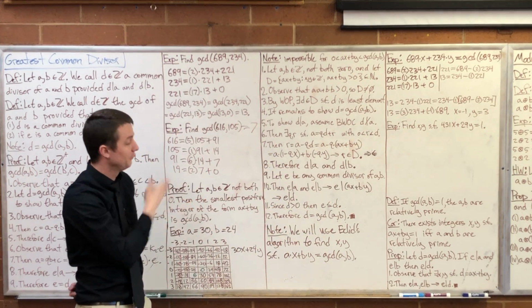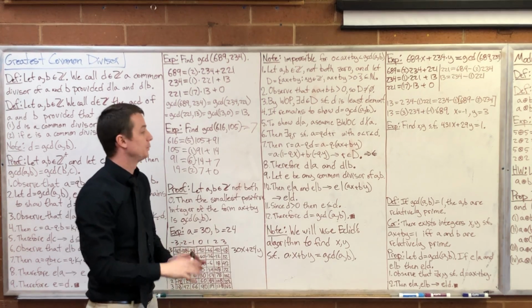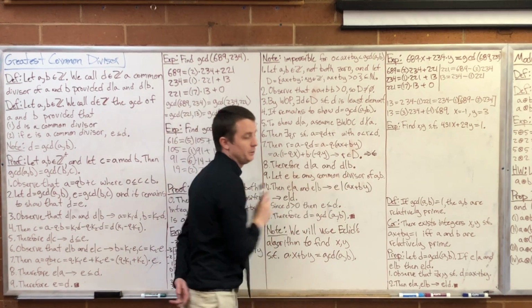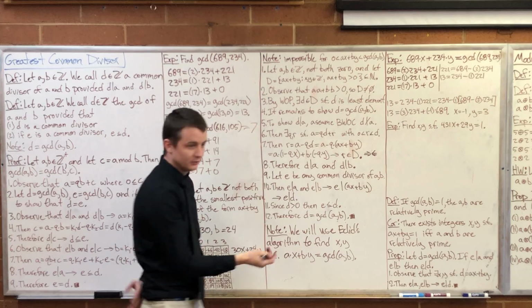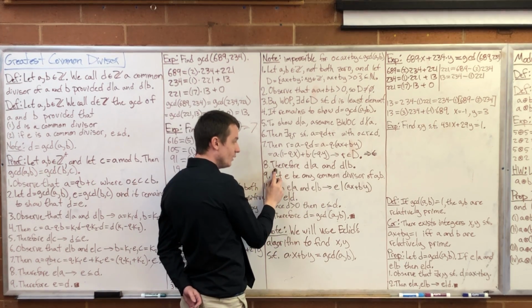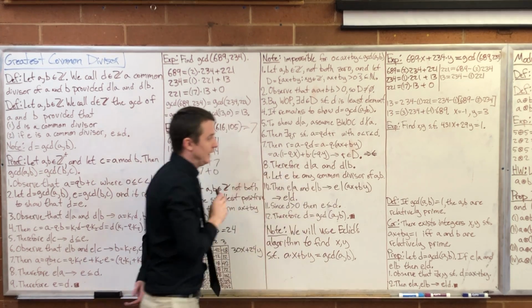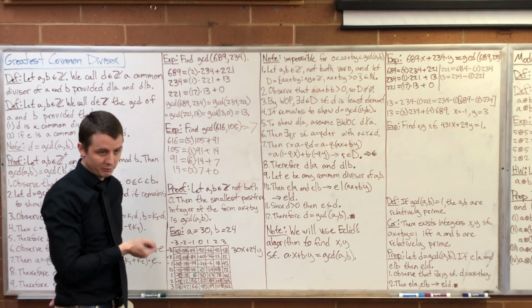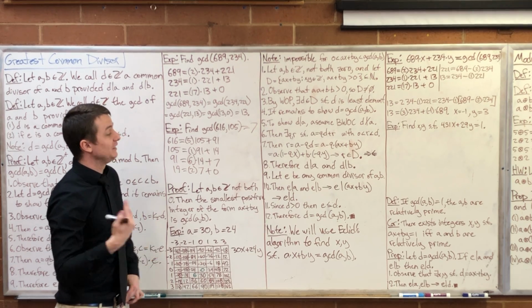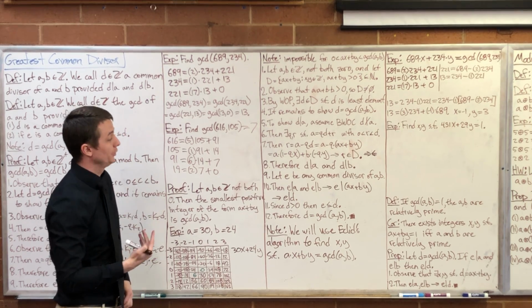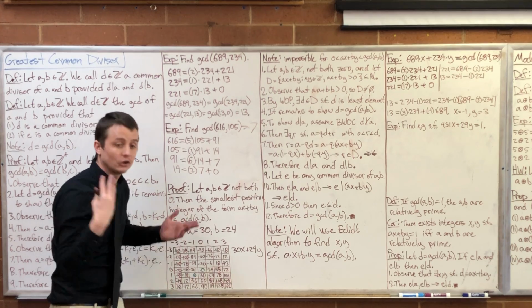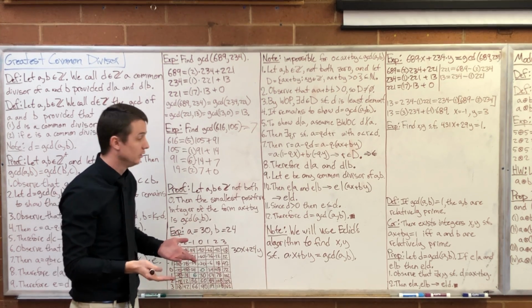Everyone understand that proof? That piece of the proof. We're not going to prove that D divides B. It's identical. So we'll skip that part. And we'll go straight to, therefore, D divides A and D divides B. You with me so far? So we showed that D is a common divisor of both these things. Now we need to show it's the greatest common divisor.